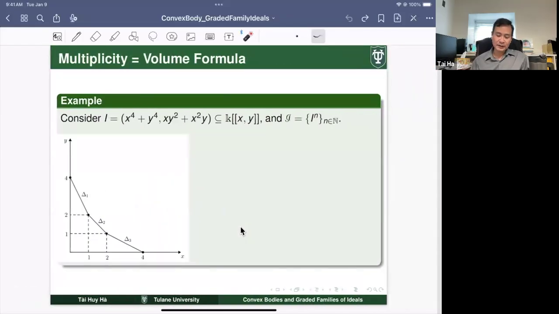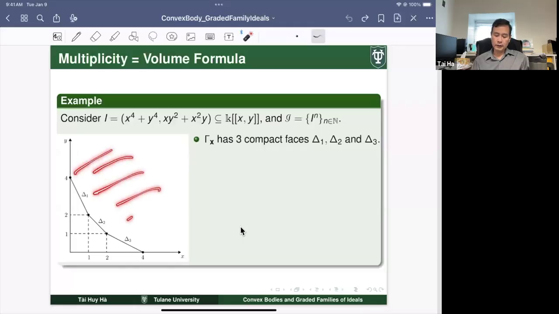So let me give you an example here. This is an ideal generated by x to the fourth plus y to the fourth, x y squared, and x squared y, and we're going to look at this ideal inside the formal power series ring. And this is the family that we look at, just the family of ordinary powers of this ideal. Then when we construct the Newton polyhedron of this ideal with respect to the obvious regular system of parameters x, y, this is the Newton polyhedron. And as we can see, it has three compact faces.